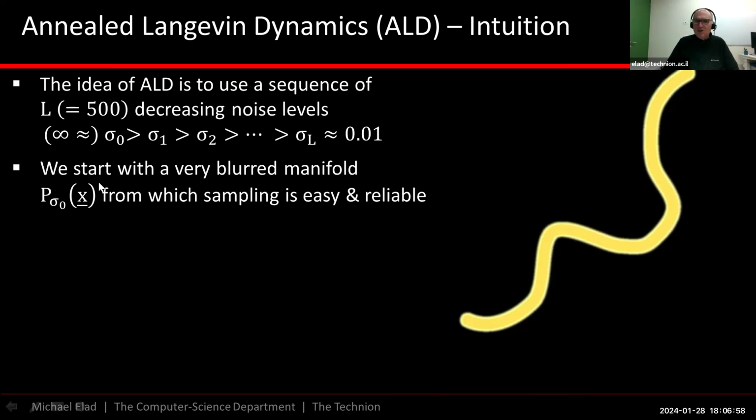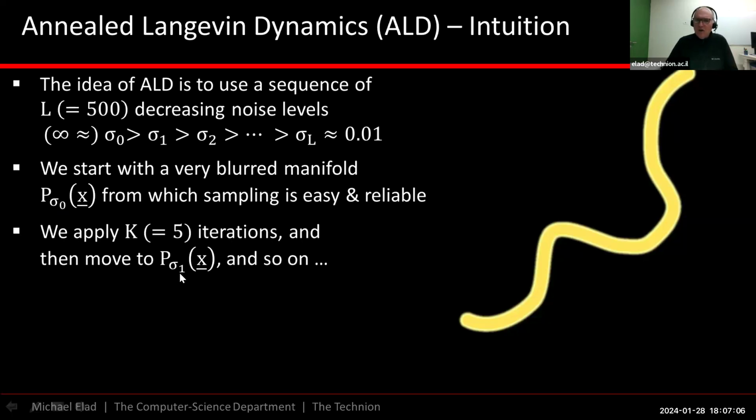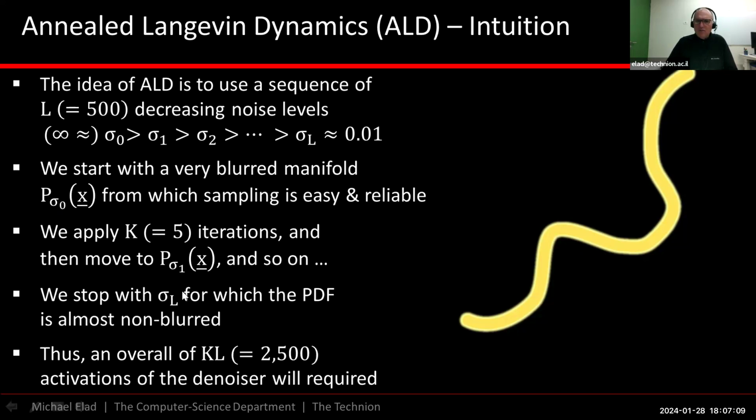It goes like this. Start with P sigma naught, which is very wide. Apply K iterations. K is 5, let's say. Move to sigma 1. Keep doing K iterations, and so on and so forth. Okay? So if, for example, you have 1,000 values of sigmas and K equals 5 iterations for each of them, then 5,000 iterations, and you get a good-looking sample. In fact, 1,000 will be enough. This is exactly what Simoncelli in his paper and Song and Ermon in their papers did.